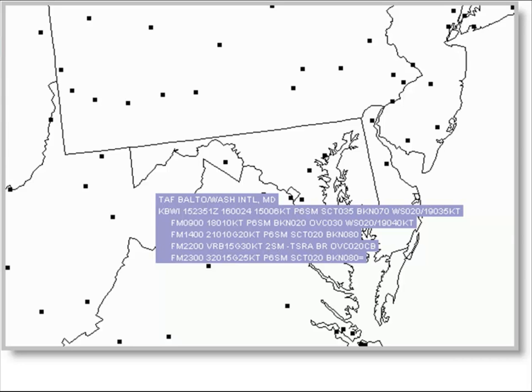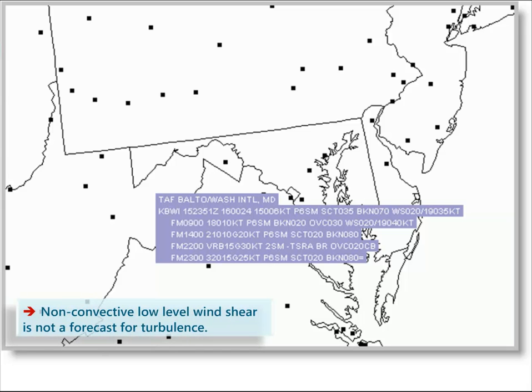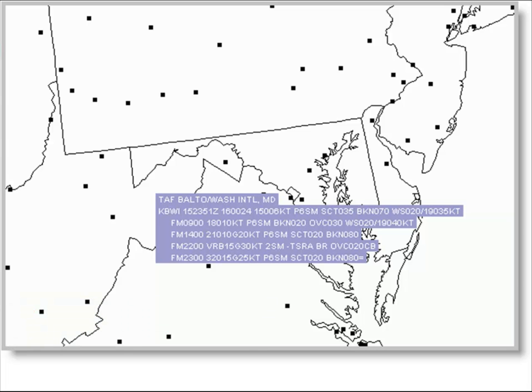A forecast for non-convective low-level wind shear is perhaps one of the most misunderstood aviation weather forecasts. Understandably so, a pilot hears the term wind shear and immediately jumps to the conclusion that severe turbulence is likely. It's a common misconception, but non-convective low-level wind shear is not a forecast for turbulence. In fact, in most cases, the air is glassy smooth.